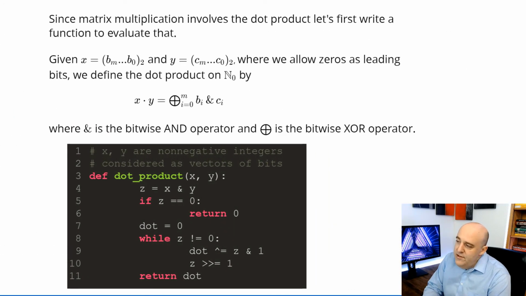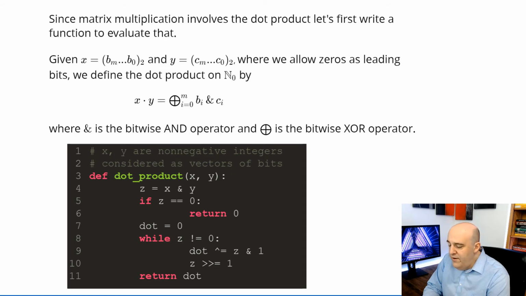Now to do matrix multiplication, we're going to need a dot product. So why don't we just write that function first? Let's say we're given two integers x and y, and we want to do their dot product. Let's think of x and y as sequences of bits. And just so they have the same number of bits, why don't we allow ourselves to pad the front of them with some zeros if we need to? And when we write x and y as the sequences of bits, the dot product of those will just be the XOR summation over all those bits of the individual bits applying the AND operation to them. So here the ampersand is the bitwise AND operation, and the circled plus is the bitwise XOR operation.